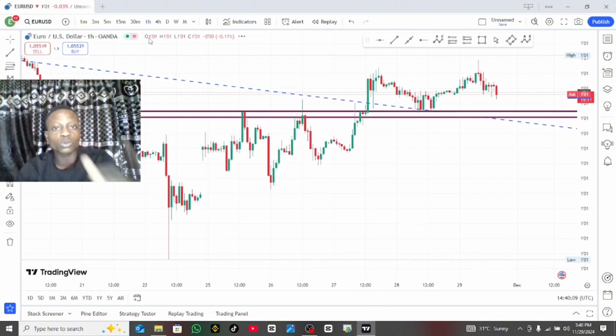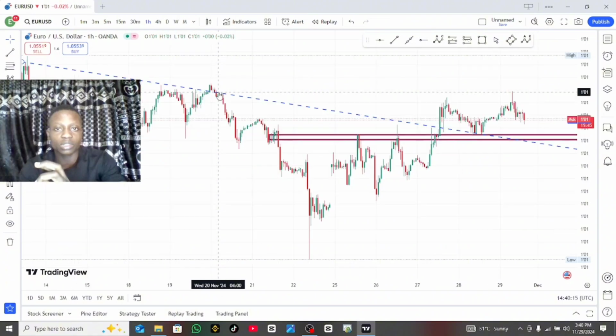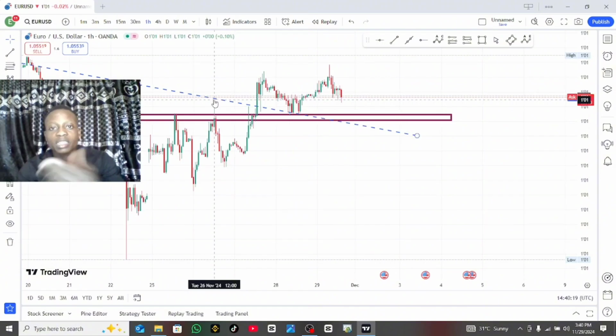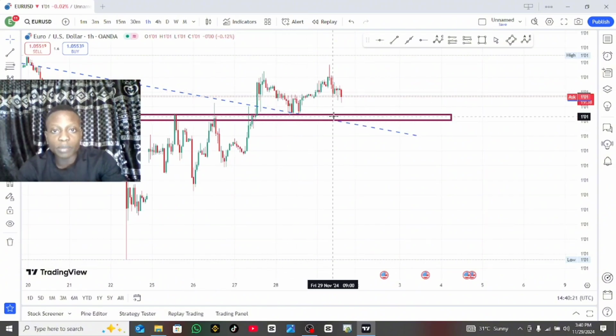We'll switch to the 1-hour time frame, then mark out a point of interest. You understand? A point of interest, like where a market can possibly react from. Here is a major support level, the first support level that the market will react from. You understand?